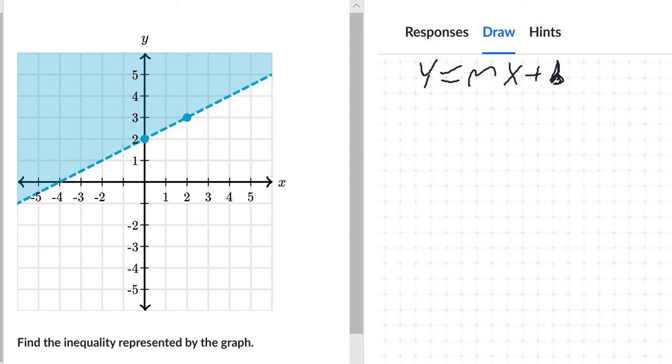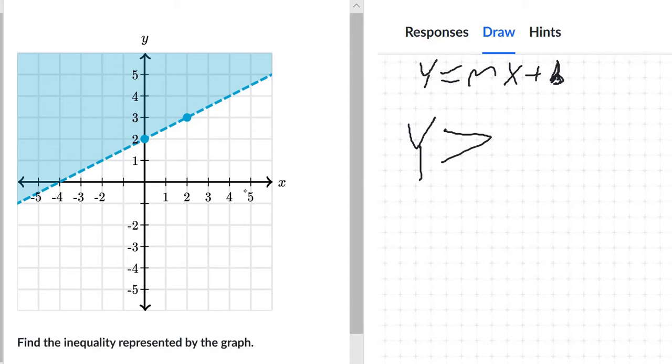So the first thing to notice is the shaded region over here is above the line. That means it's going to be y is greater than. Okay, y is greater than. Next thing to note is that it's a dotted line, meaning it's only greater than, but not equals to. So we're not going to put an equals to sign. If the line was solid, we would say or equals to. But it's not.